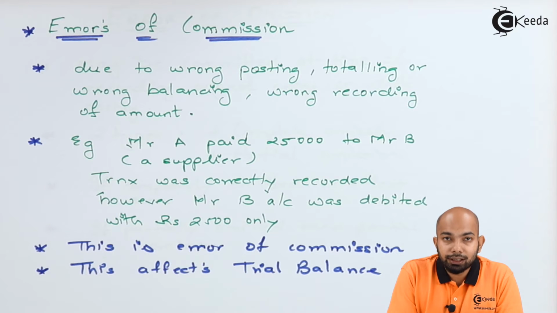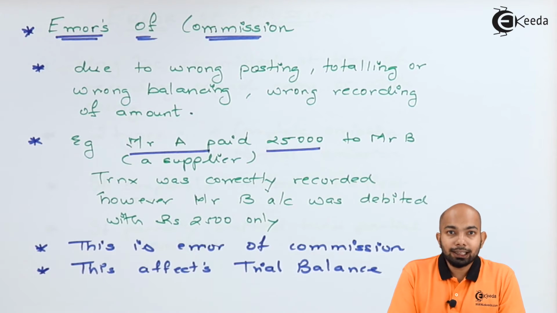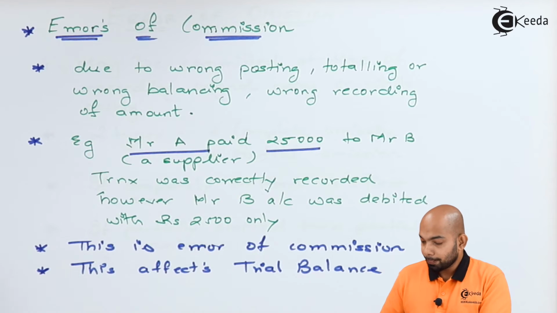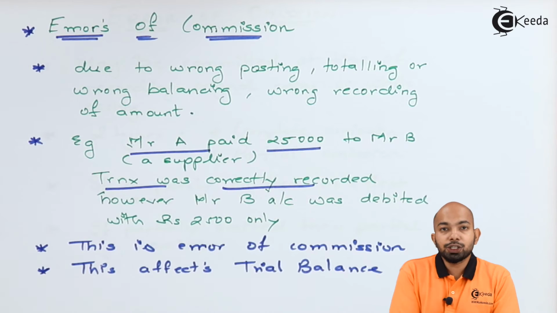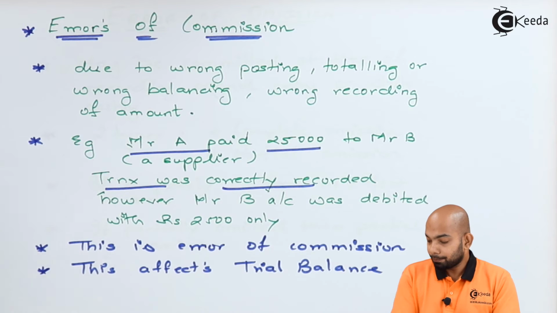We have an example here. Let's go through that example and find out how this error can be classified as error of commission. We have Mr. A. Mr. A has paid 25,000 to Mr. B, who is a supplier. However, when we have mentioned this into the journal entry, we have classified it as an error of commission because of one specific error that has been done. Let's find out what that error is. As we mentioned, this transaction was correctly recorded, however, instead of debiting 25,000 to Mr. B's account, we have debited the amount as 2,500.